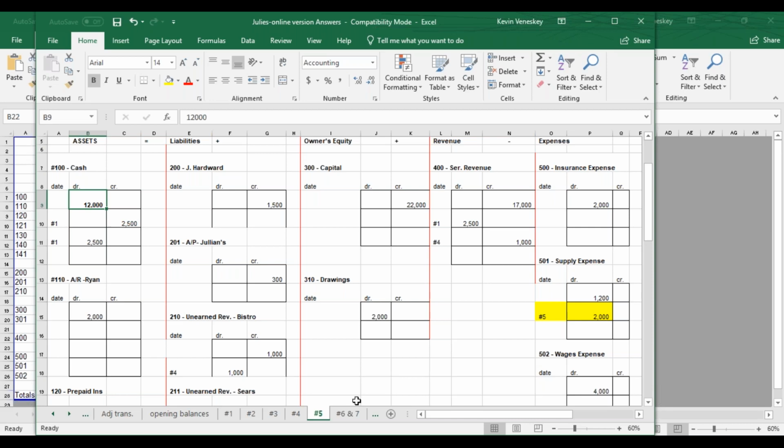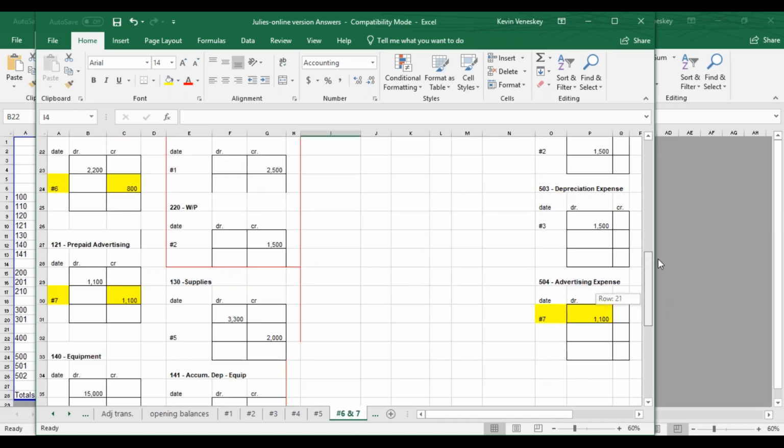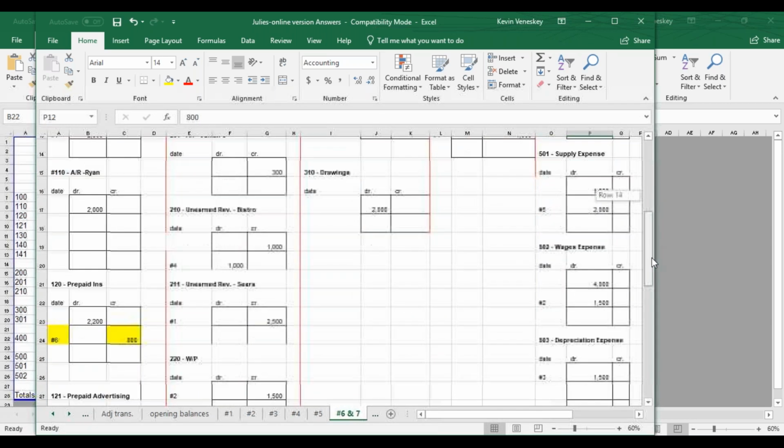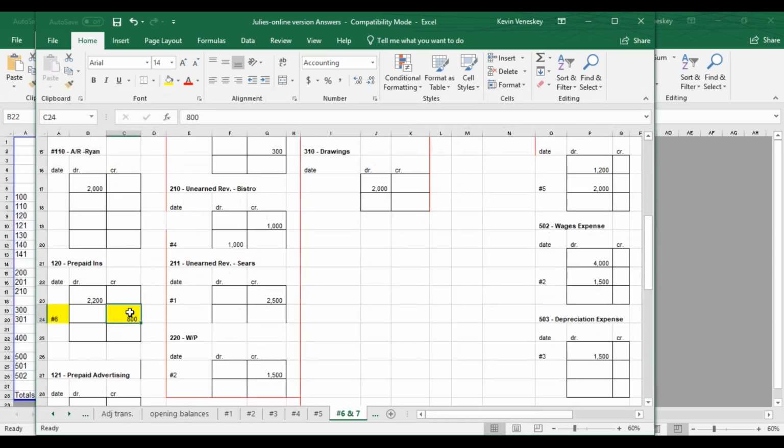So we're ready to update now our insurance. It says another 800 needs to be used. So I go up here to my insurance expense, add in another 800 that I got the benefit of, and take away 800 out of my prepaid account. So now I only have $1,400 of prepaid insurance remaining.